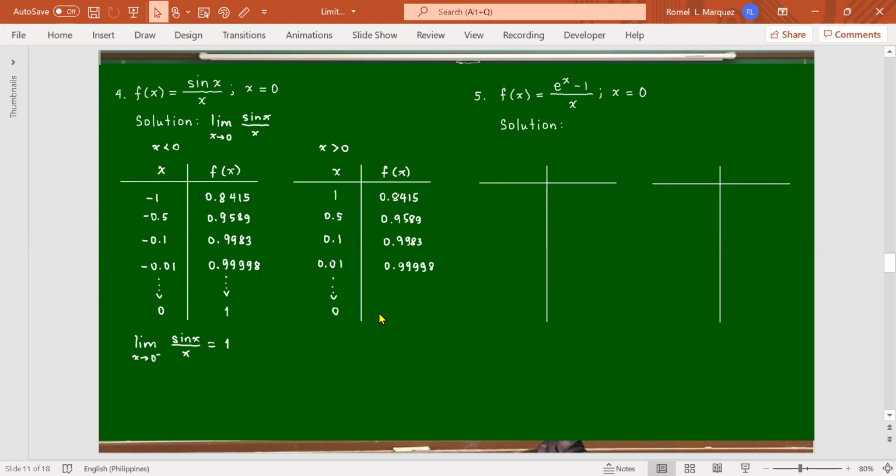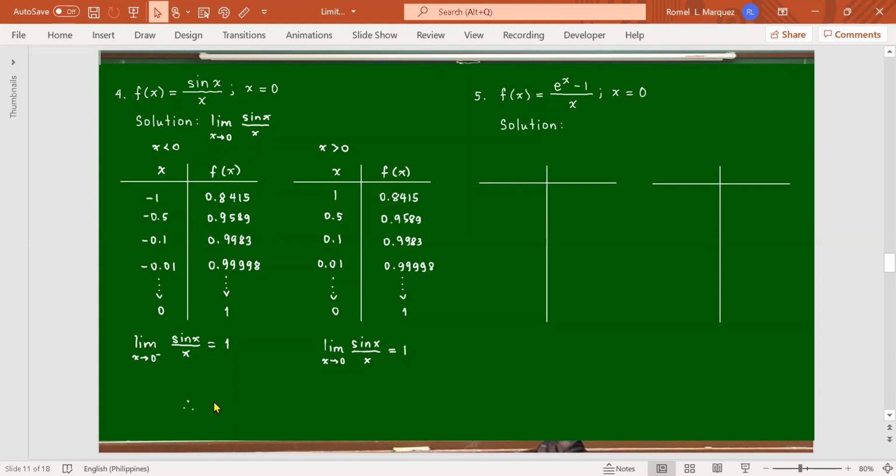So what is going to be, guys? As x gets closer and closer to 0 from the right of 0, the values of f of x get closer and closer to 1, right? So the limit of sine x over x as x approaches 0 is equal to 1.